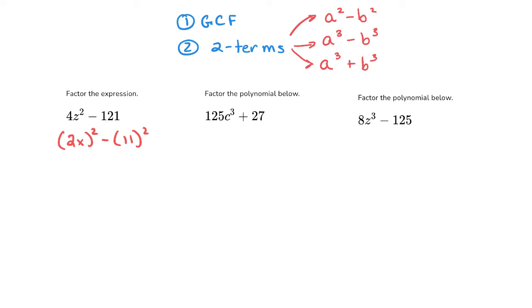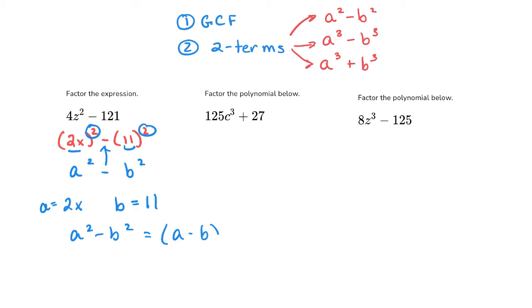The first thing you want to do is rewrite it as something squared minus something squared. Now it's written as a difference of two squares. A is 2x, and B is 11. The formula for a squared minus b squared is a minus b, a plus b. And so it's just 2x minus 11, 2x plus 11.